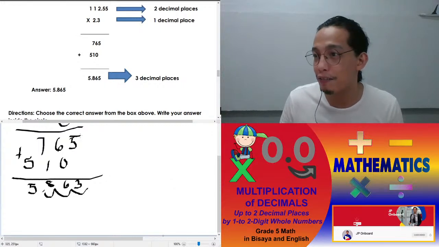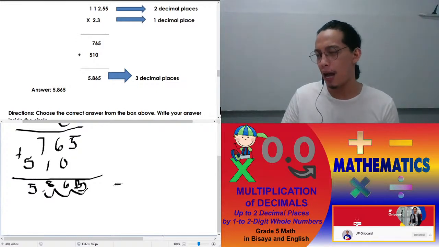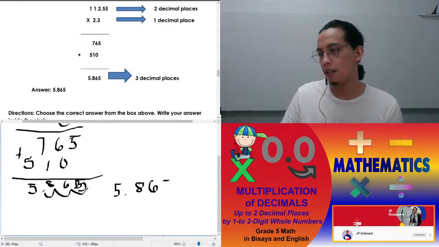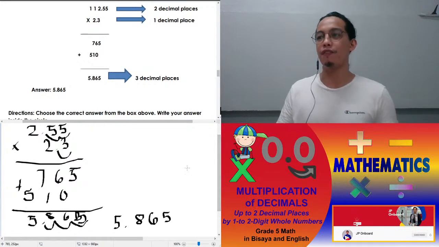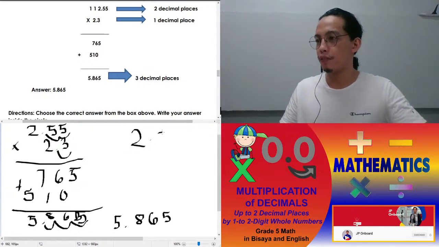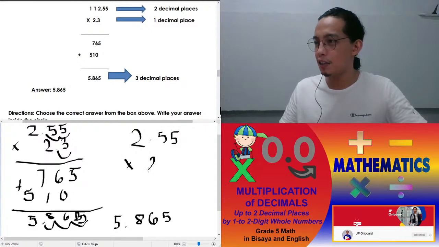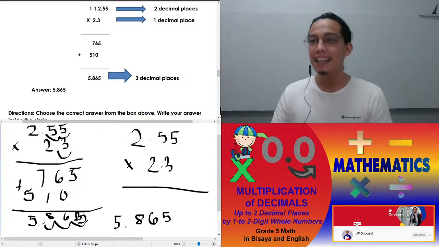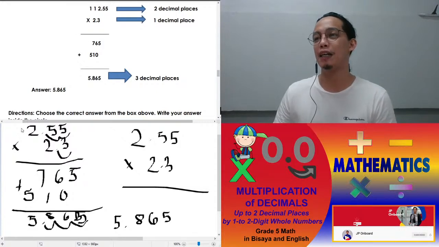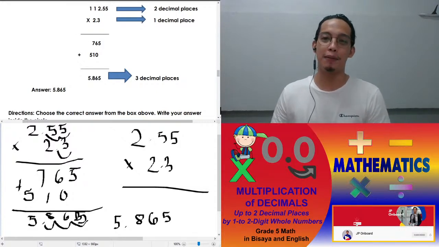Sorry, this is 5, not 3. Okay, it's not clear. It's 5.865. That's our answer for 2.55. Sorry, it's difficult to write with the mouse. 2.55 times 2.3 equals 5.865. Okay, so that's how you multiply numbers with decimal places.